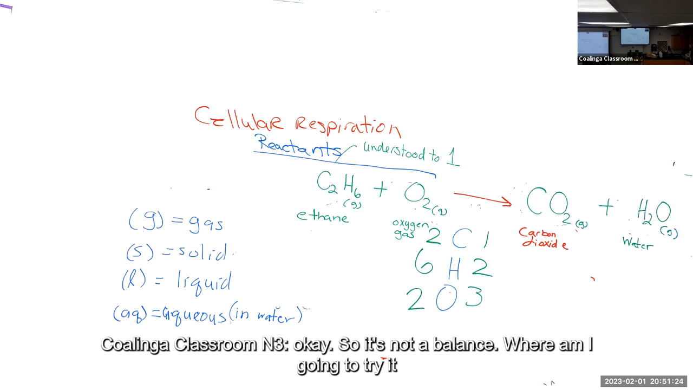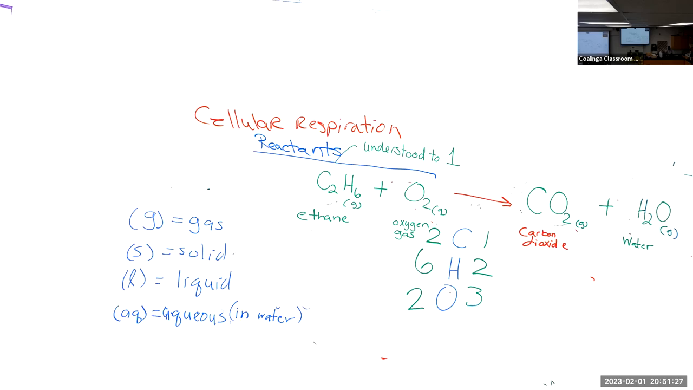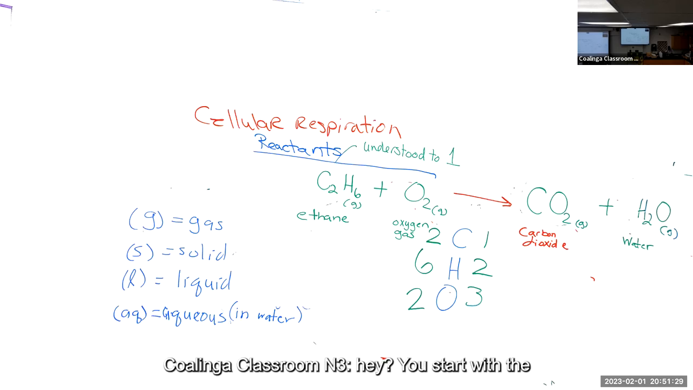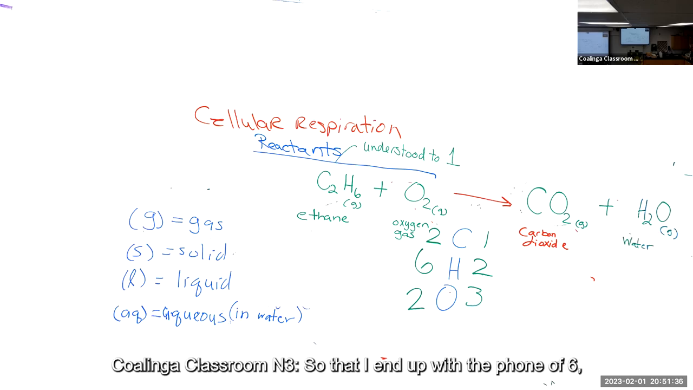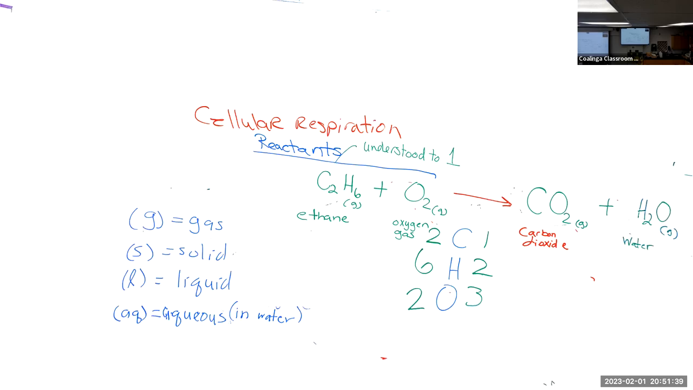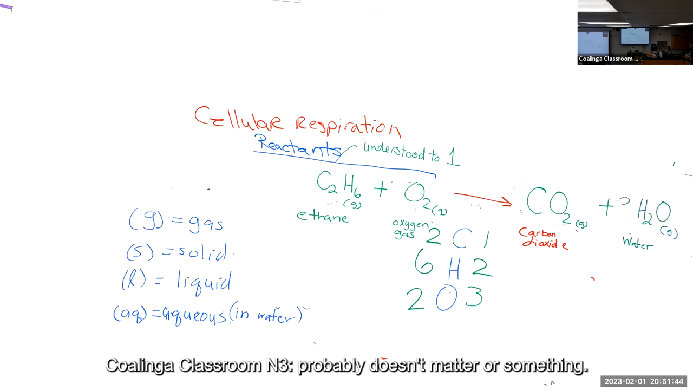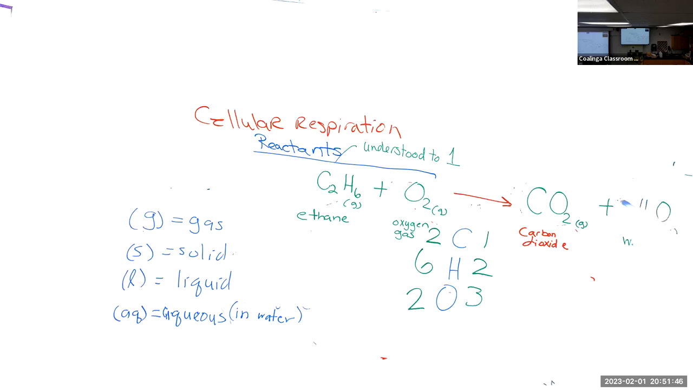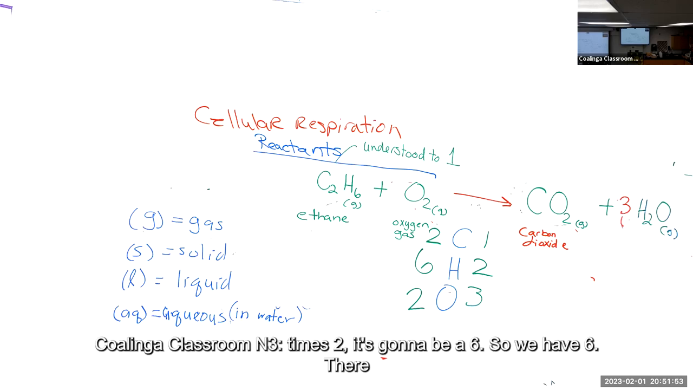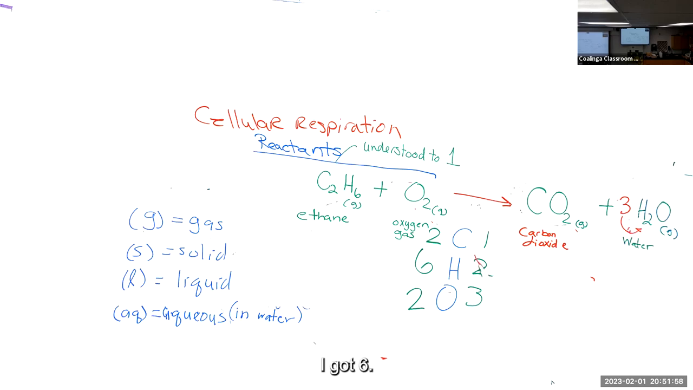Okay, so it's not balanced. Where am I going to start? The hydrogen. Okay, we start with the hydrogen. So if we start with the hydrogen, what can I put in front of water so that I end up with a total of six? Three. So I put a three there, right? Three times two is going to be a six. So we have six there. Cross this out, we got six.